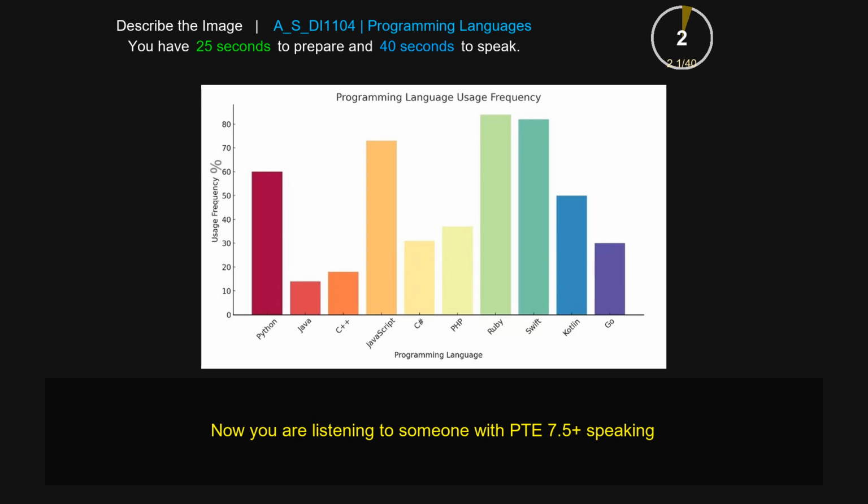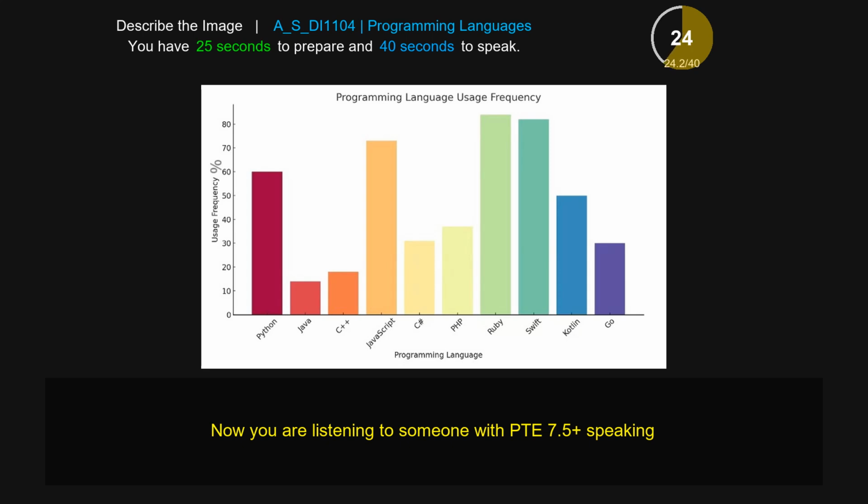This is the bar chart representation of programming language usage frequency. The x-axis talks about different types of programming languages such as JavaScript and Java, and the y-axis talks about usage frequency given in percentage, starting from 0 to 80. Initially, Ruby has the highest percentage, around 80, because it is easy to learn. Everyone is going for this language, Ruby, which is very quickly adaptable.